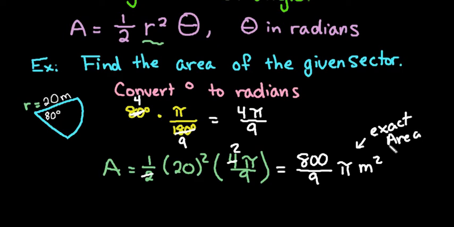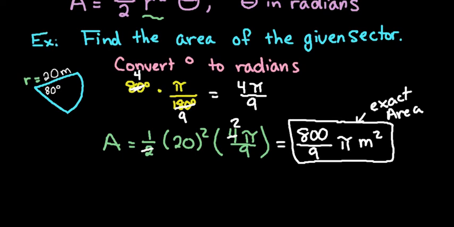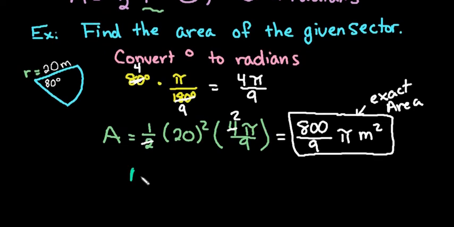Most of the time we want an approximate area, so you can either use 3.14 or the pi button in your calculator. I did use the pi button in my calculator just because it's more accurate, but you really can use either one. So we would end up with the area of this sector being approximately 279.25 meters squared, and I just found that by multiplying it out in my calculator.